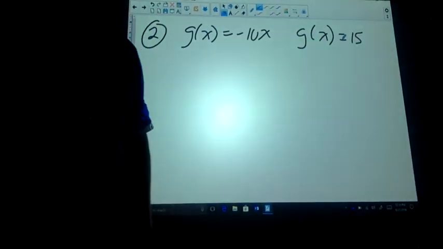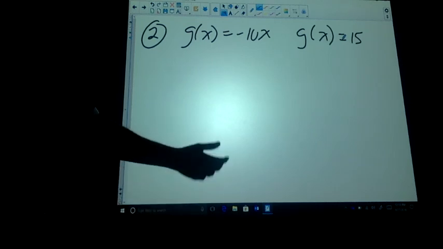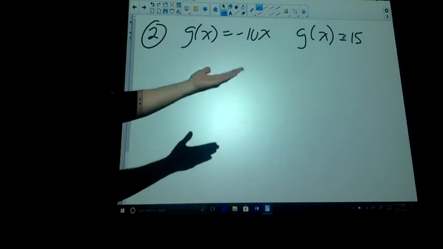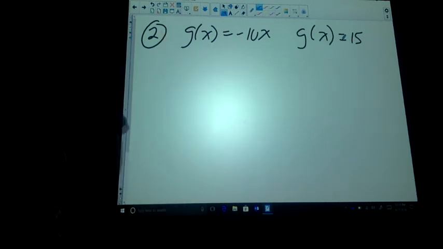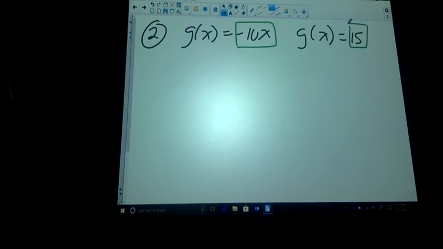Thanks, man. g(x) is equal to negative 10x, and then we know that g(x) is also equal to 15. So is g(x) the same here and here? You mean the same thing? G(x), does it mean the same thing? Yes, it's equal to the exact same thing. So one of the g(x)'s is equal to this, and one of them is equal to this. Agree?